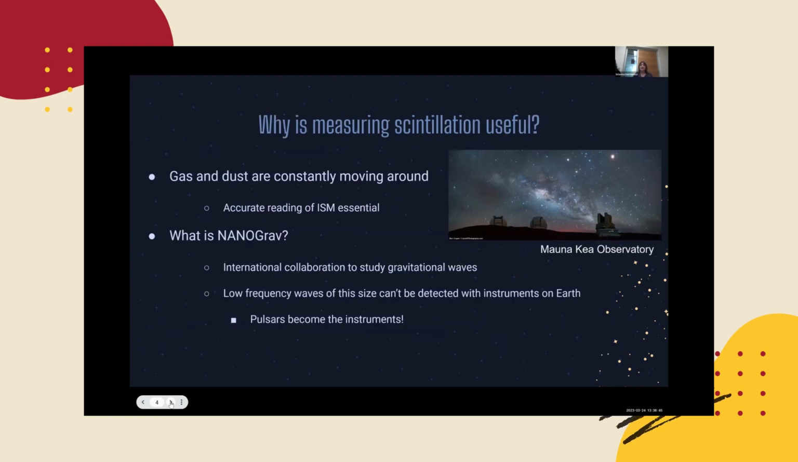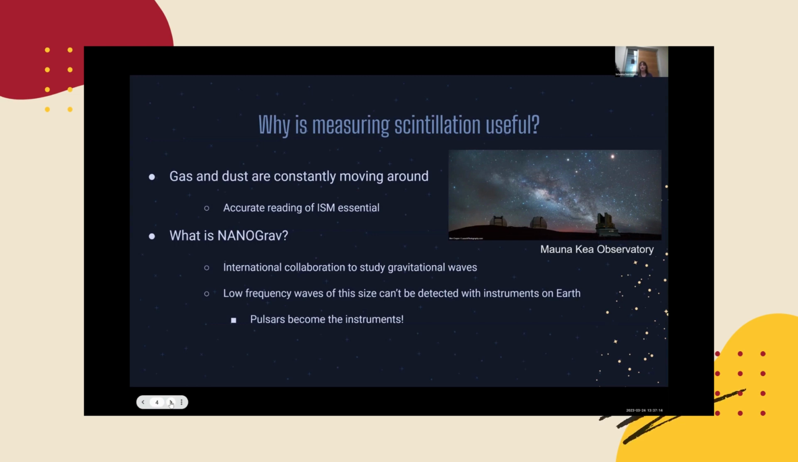So measuring scintillation is useful for getting accurate readings of the interstellar medium, which is essential for projects that require precise timing or distance measurements that need to take into account the effects of the ISM. This would be for projects like NanoGrav, which is an international collaboration to study low-frequency gravitational waves. These low-frequency waves can come from events like supermassive black holes merging at the center of galaxies, or possibly even the aftershocks of the birth of the universe.